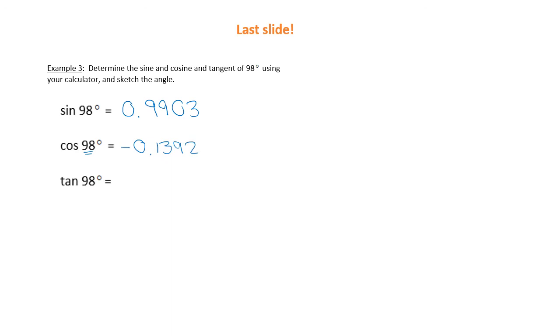negative 0.1392. And tan of 98 on my calculator, now this one is not exactly a sine or a cos, it's a combination. Remember, tan is 1 over the other, negative 7.1553.